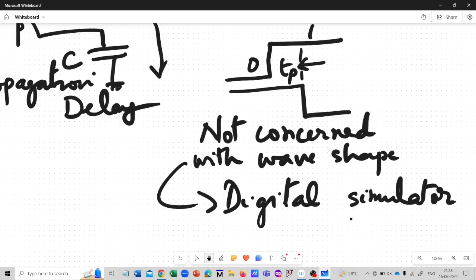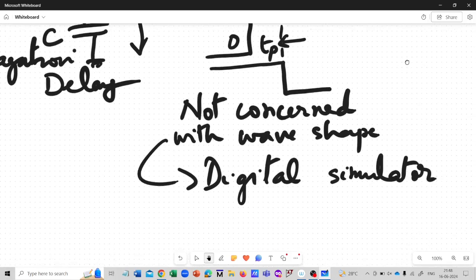But if you are interested in observing the switching behavior of the circuit in greater detail, like if you want to see the waveform in its real shape and the finer details of the transitions, then you have to go for a SPICE simulation. In digital simulators, we will be able to see only the functional behavior of the circuit along with the timing, where the timing will be shown just as a delay between the input and output.